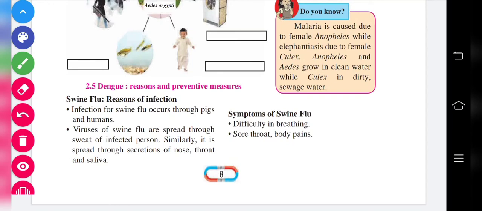The virus of swine flu spreads through the spit of an infected person, and it can also spread through the infected person's sweat. Similarly, it spreads through secretions of the nose, throat, and saliva. The symptoms of swine flu are difficulty in breathing, sore throat, and body pain. These are the common symptoms of swine flu.